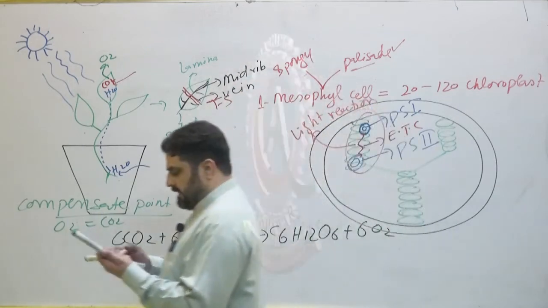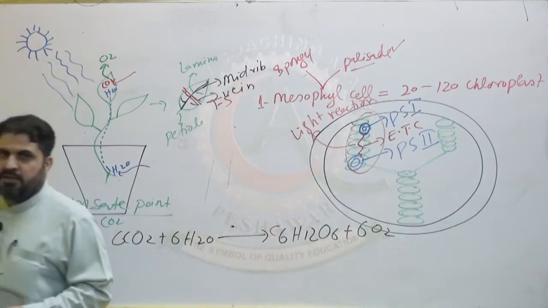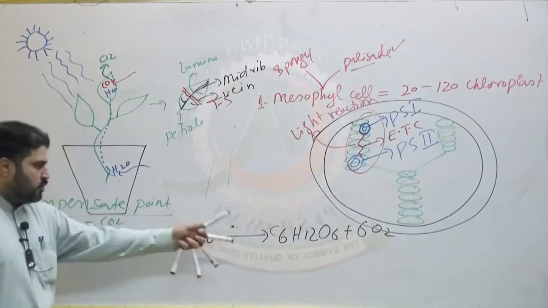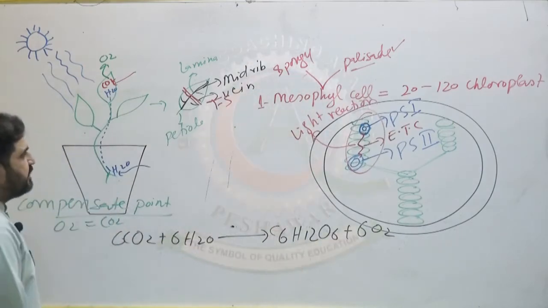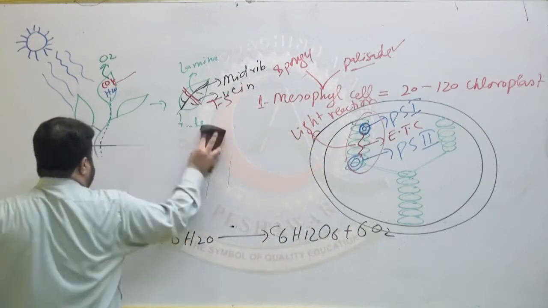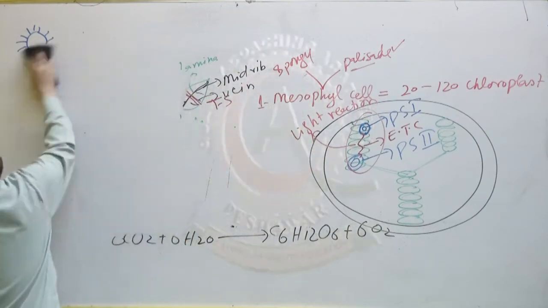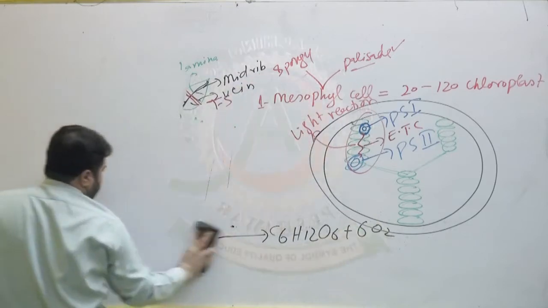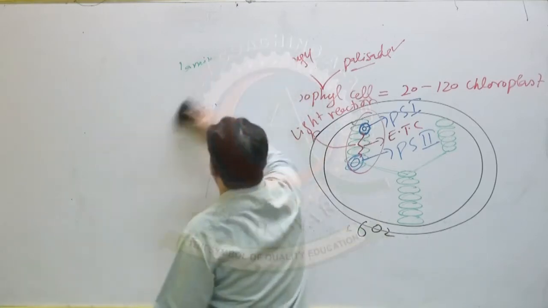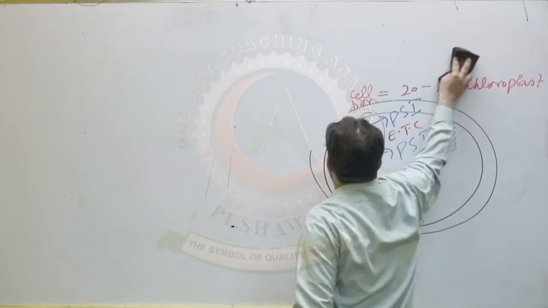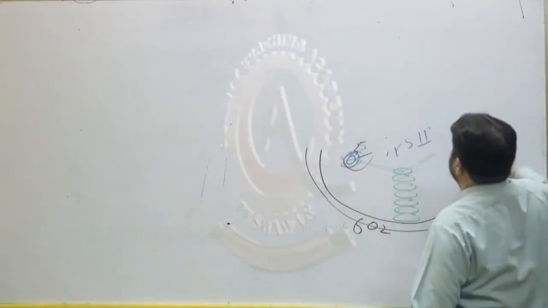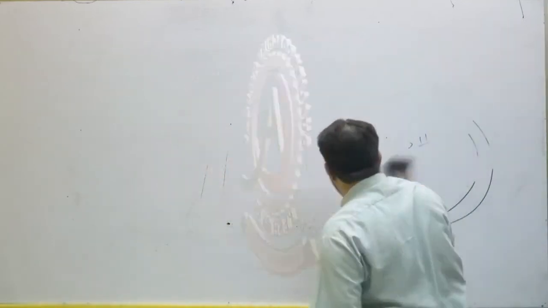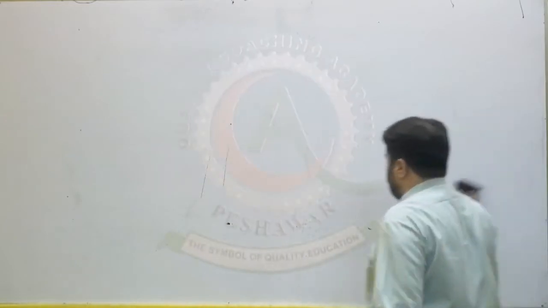After that, the dark cycle occurs. So this glucose production is related to the light reaction and to the dark cycle. First we will discuss the light reaction, then we will discuss the dark cycle. So first we are going to discuss the details of the light reactions.